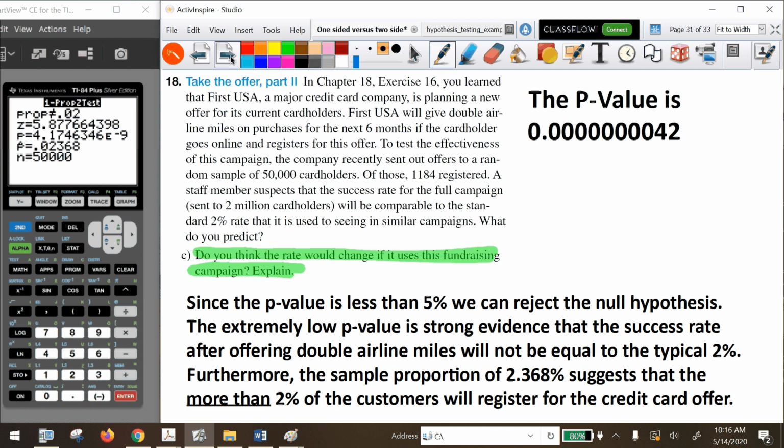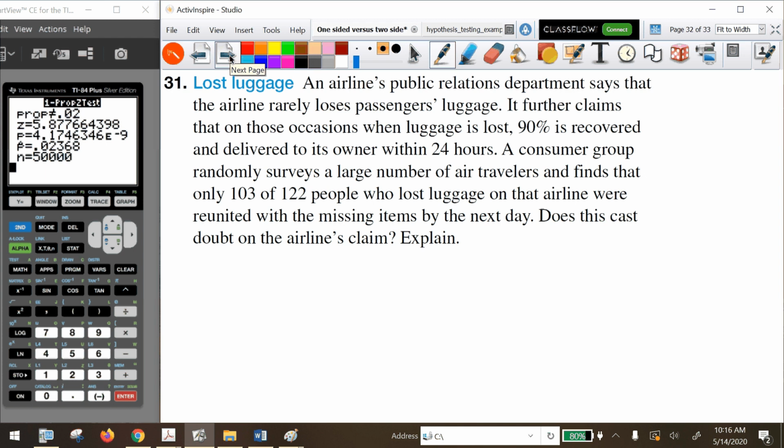All right, let's look at a new problem. I didn't even read this one yet. I'm going to do it in real time to show you how I think about this.